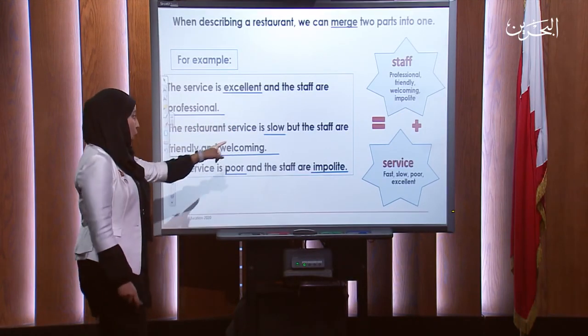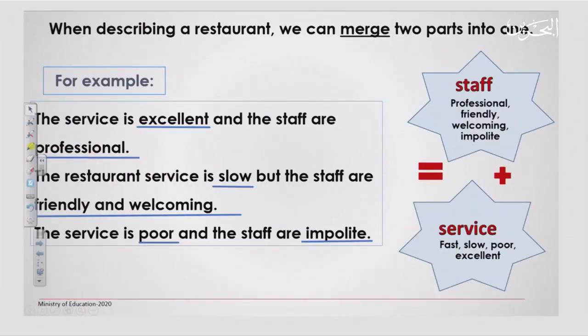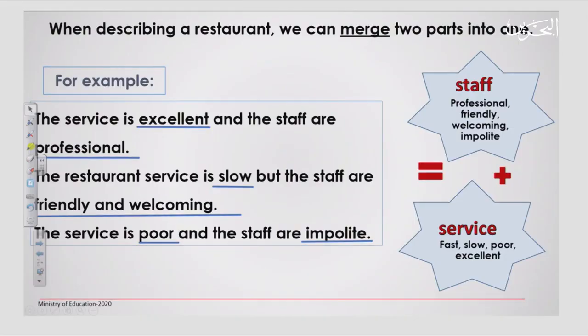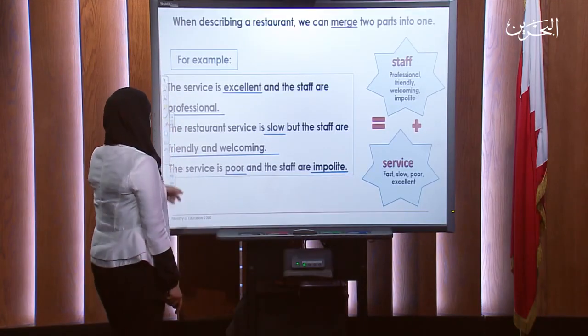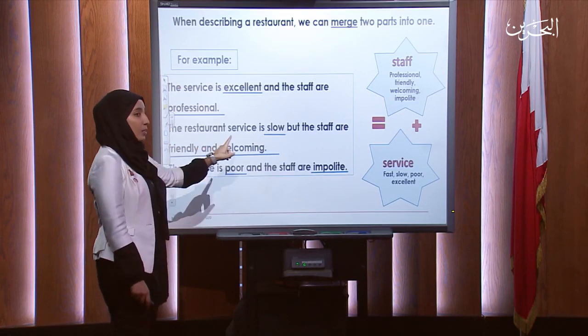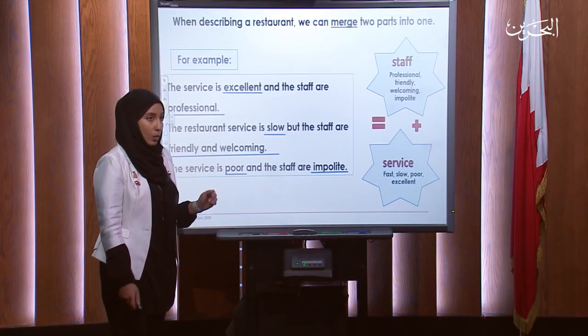Then we said slow, but the staff is friendly and welcoming, which means that if we are going to use the word "and," make sure it's either positive, so the service is excellent and the staff are professional, or negative, the service is poor and the staff are impolite. But if we're going to use one positive and one negative, we say the restaurant service is slow, but the staff are friendly and welcoming. So we use "but" when we have one negative and one positive.